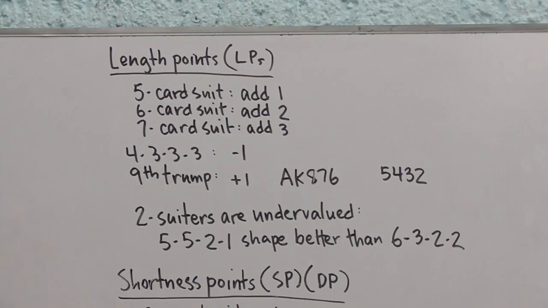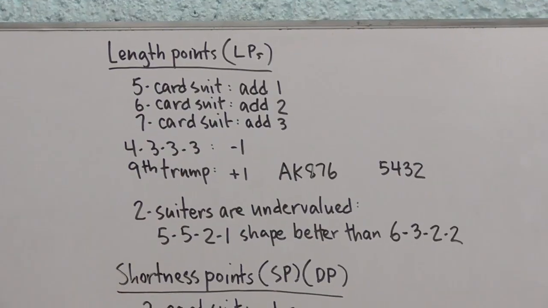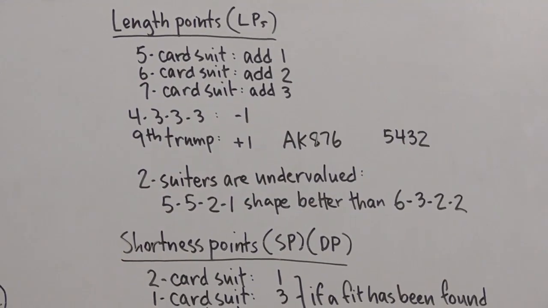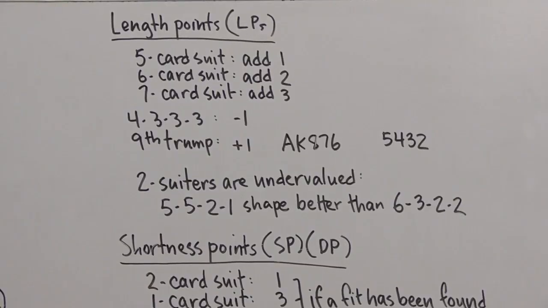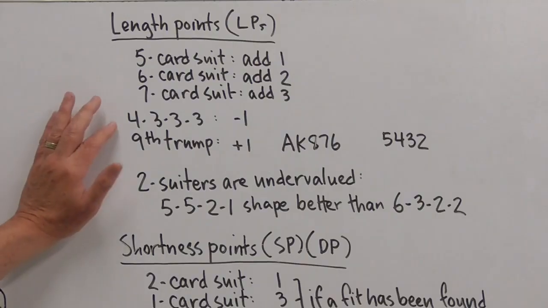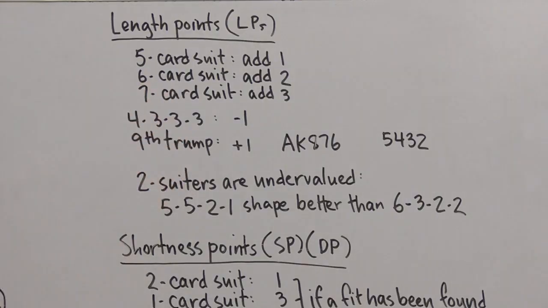Now the other side of that is this flat hand. We want to deduct a point for that. This hand has no roughing value and no running suits. So it's just not as good as a hand with a 5 or a 6-card suit in it, or a hand with a 1 or a 2-card suit in it. We're also going to give ourselves an extra point for the 9th trump, and one more for each one thereafter.